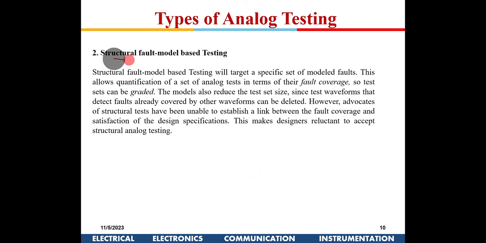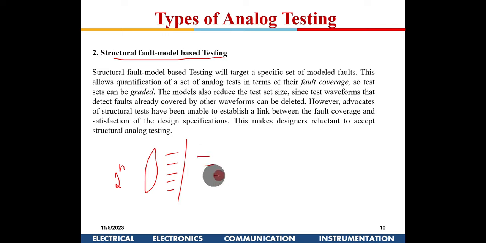Why? Because we can have structural based testing also. Like for digital circuits, we saw that if we have n number of inputs, the total number of test vectors will be 2 to the power of n. But if you take the stuck-at faults, we may not require 2 to the power of n vectors for all these faults, because many vectors will map to one fault only. So in structural fault testing in digital circuits, we can minimize the test set.